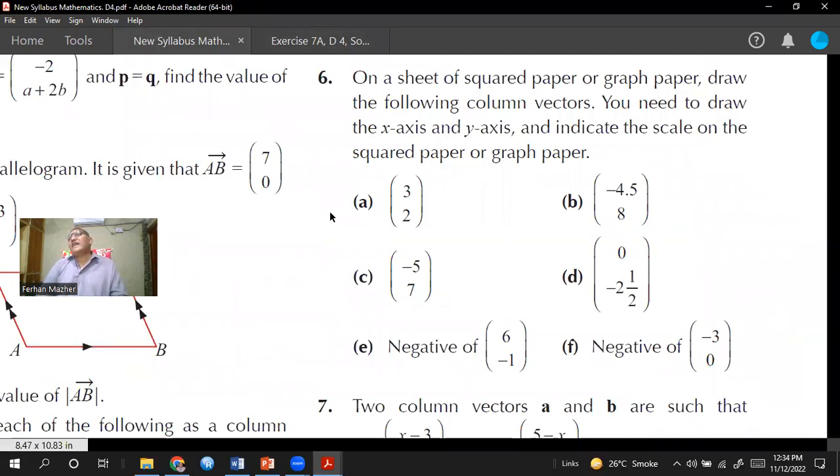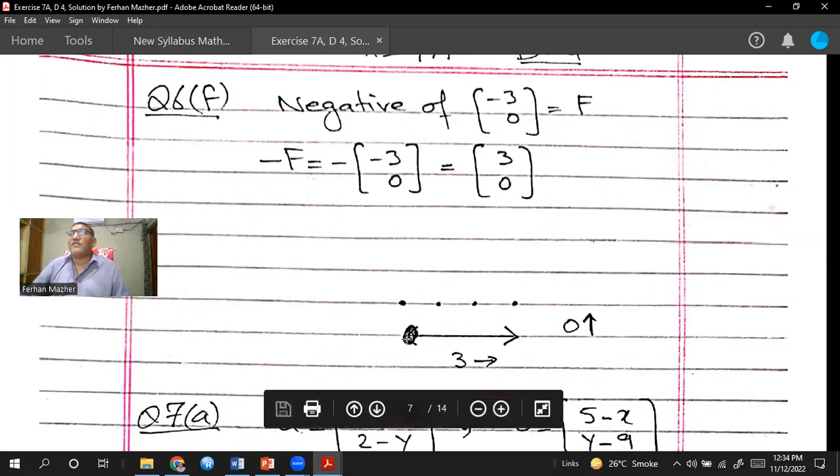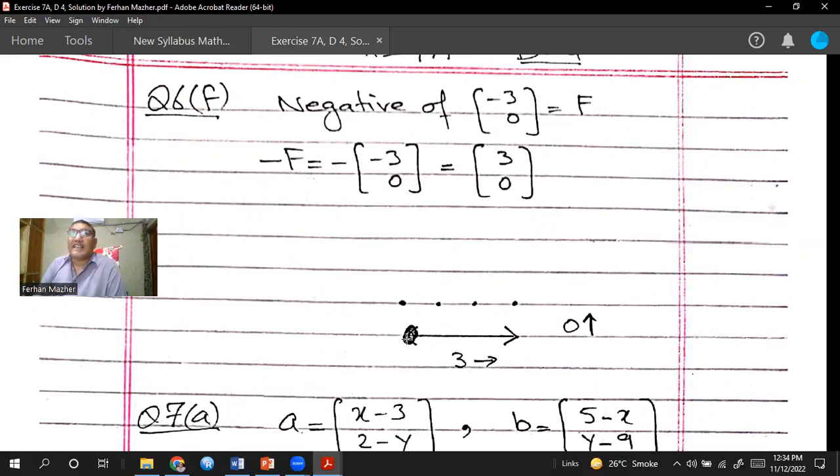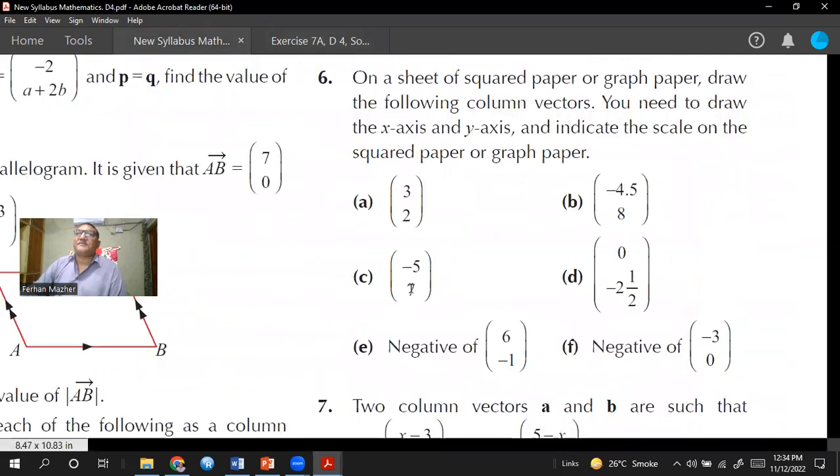Then we have F part, which says the negative of minus 3, 0. First of all, I will find the negative of that vector. Let me call that vector F. So minus F will be minus multiplied with this column vector, so it will become 3 and 0. Let's say this is my starting point. I will move 3 steps to the right on the x-axis, positive 3. And the y is 0, so we will not go up, we will not go down. So this is my end point. I join the start point with the end point, and the arrow will be towards the head of the vector or the terminal point. So this vector represents the negative of minus 3, 0. So this was how you do question number 6.